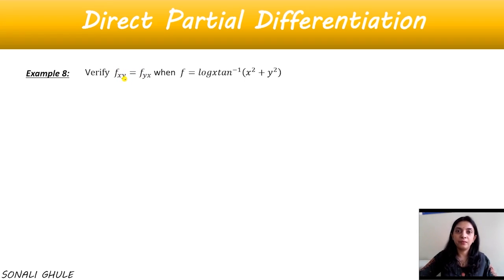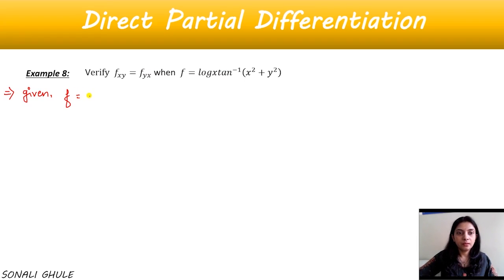It is a double derivative and it is called mixed derivative, right? So what we have to do? First differentiate with respect to y, then with respect to x, and then with respect to x, and then with respect to y, and show that both the derivatives are same. This is the concept here. Okay, so function is given to us. First of all, always write down your given part. So what is given to you?